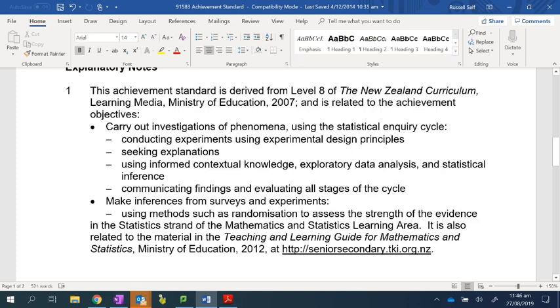And that's the part that really makes the difference, right? It's not just about doing the experiment. You're also going to have to communicate what's happened, right? And why you think it's happened. So the communication part is really important.